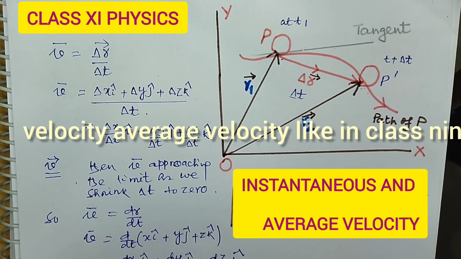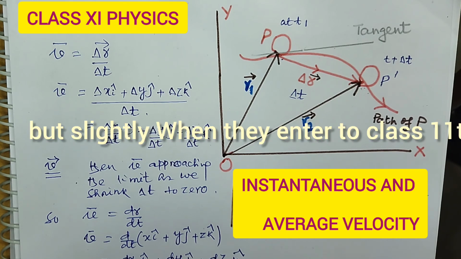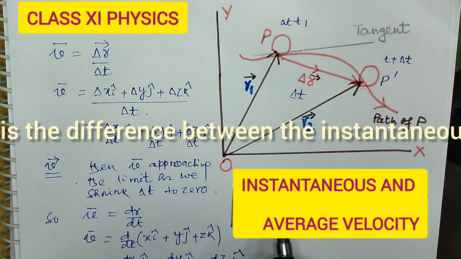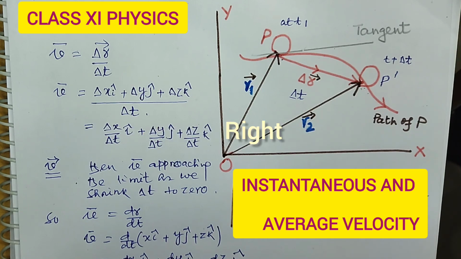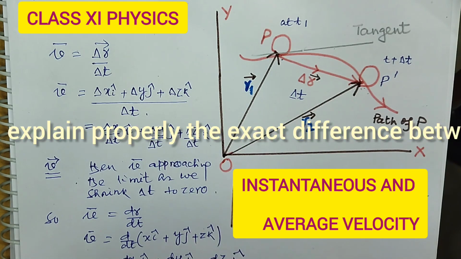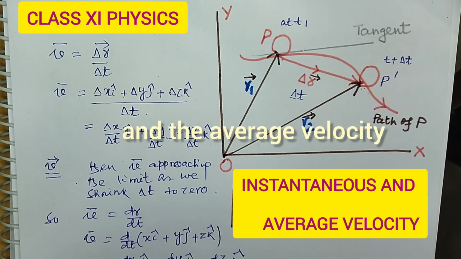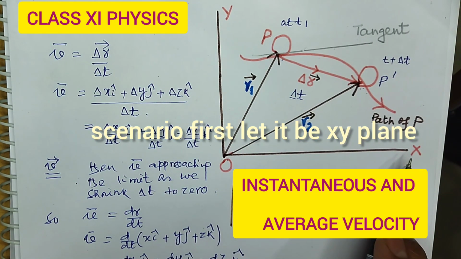In class 9th, they have discussed all these things, but slightly when they enter class 11th, they need to understand exactly what is the difference between the instantaneous velocity and the average velocity of a particle. So this is what I have tried to explain properly, the exact difference between the instantaneous velocity and the average velocity. We need to understand from the two-dimensional scenario first.